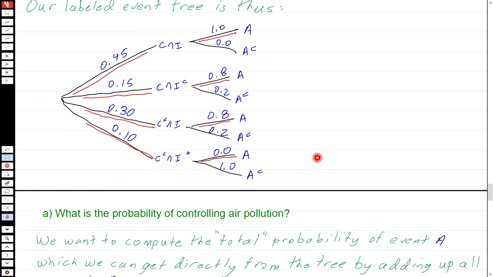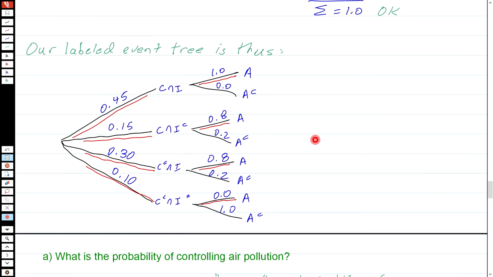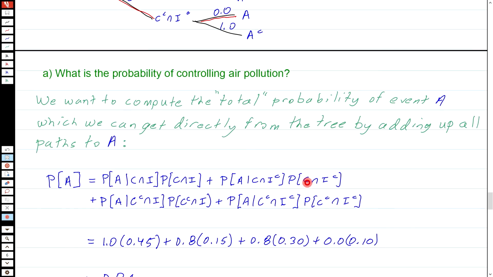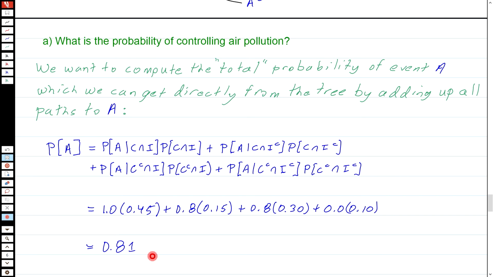So then we have a series of questions that we can ask. What is the probability of A, basically? Probability of controlling air pollution. So that's the probability of arriving here, or here, or here, or here. And I can get that just by adding up these probabilities: 0.45 times 1, 0.15 times 0.8, 0.3 times 0.8, 0.1 times 0. And let's see if these numbers are here. 1 times 0.45, 0.8 times 0.15, 0.8 times 0.3, and 0 times 0.1. And that gives me 0.81.